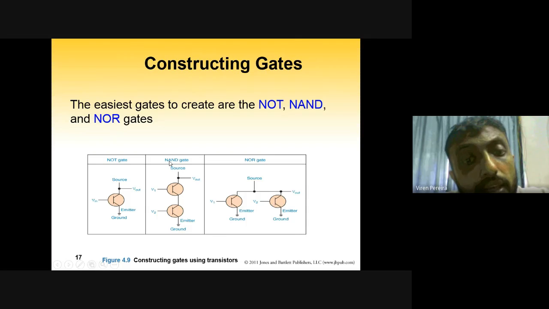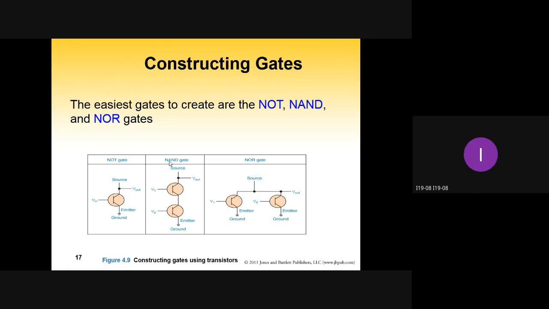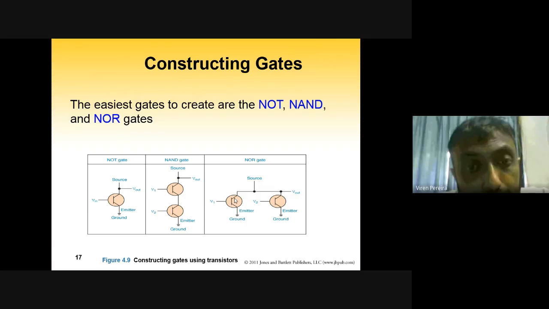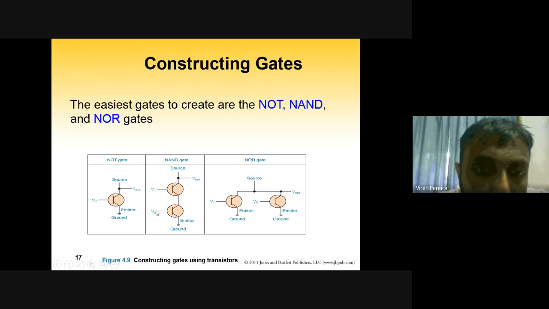Now to replicate a NAND gate. As I told you, it requires 2 or more inputs. So we have A and we have B, so we have V1 and V2 and we have your V out here. Your emitter is there, your source is there, V out, V1 and V2. Your V1 and V2 are basically your A and B. Everyone clear with this? So V1 is A, V2 is B.